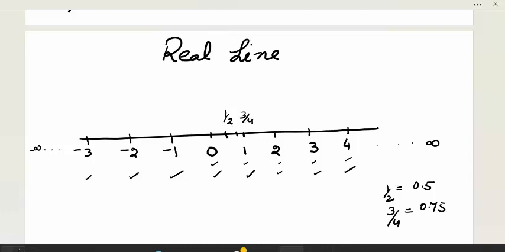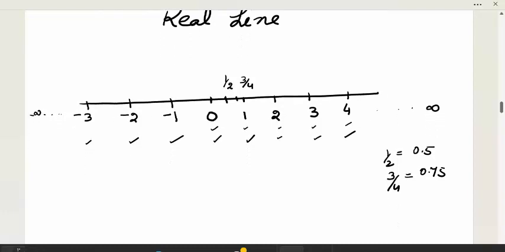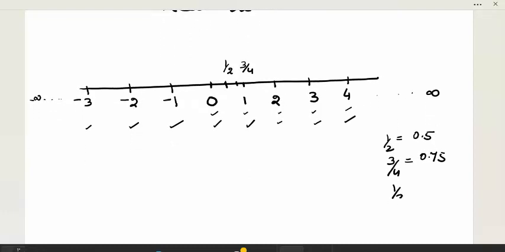Come to numbers which are non-terminating, like 1 by 3, 0.33333. Now it is not ending, but the number is of course there on the real line somewhere from here to 0.5. So although it's non-terminating, it does exist and it would be lying somewhere here. So 1 by 3 would be lying here.